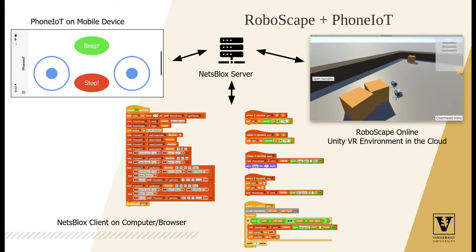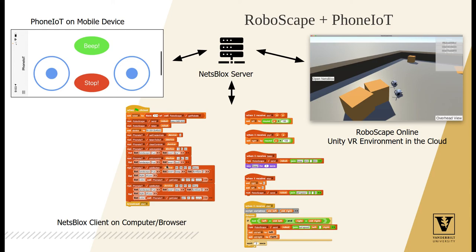So for example, if you look at Roboscape and Phone IoT, they don't need to be used in isolation, but in fact can be much more powerful when used together. For example, the students in this past summer camp were using Phone IoT to configure a controller for their robot. So they wrote code in NetsBlox, shown here in the lower left, that created a mobile controller.